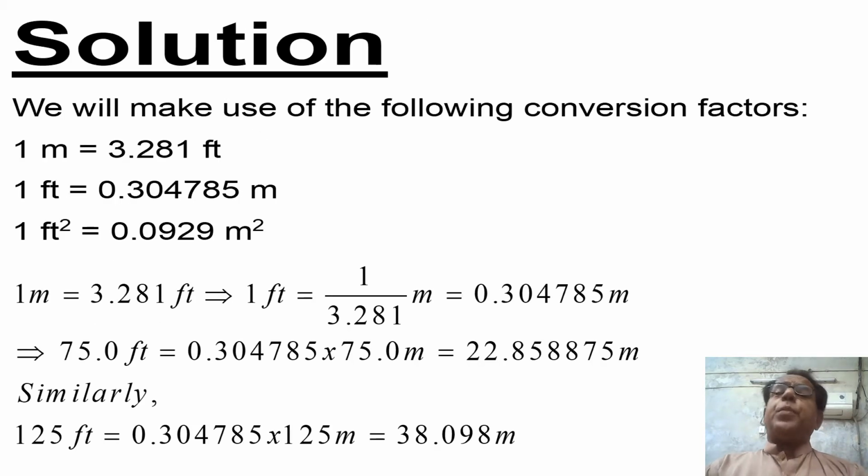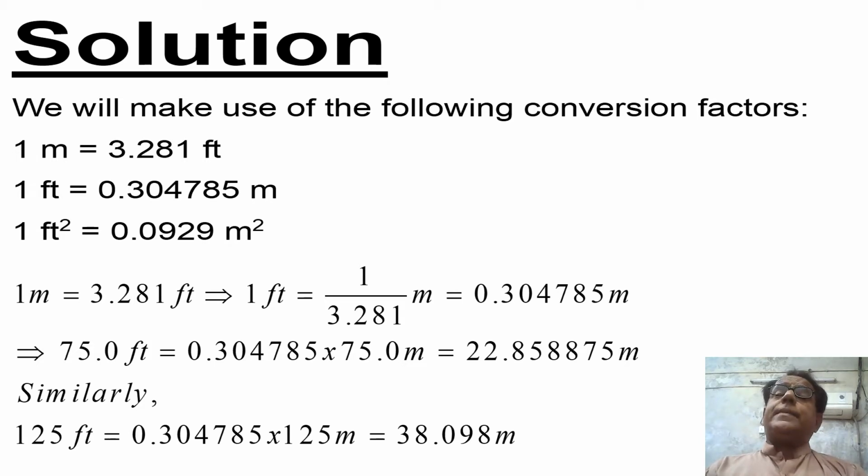Solution. We will make use of the following conversion factors. 1 meter is equal to 3.281 feet. Second conversion factor, 1 foot is equal to 0.304785 meter. Third conversion factor, 1 foot square is equal to 0.0929 meter square.